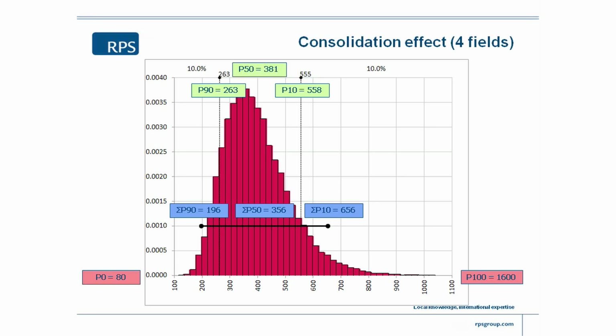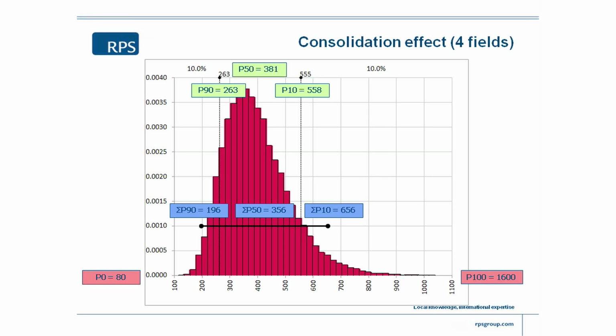In the probability density function, what's the chance of getting 1,600 million barrels? Well, it's so small I didn't even bother plotting it on the x-axis. Okay? What the shape of the distribution is telling me is, and I've extracted the P90, P50, P10 for the company now, not the individual fields. I've got a 90% confidence of 263, 50% of 381, and P10 of 558.